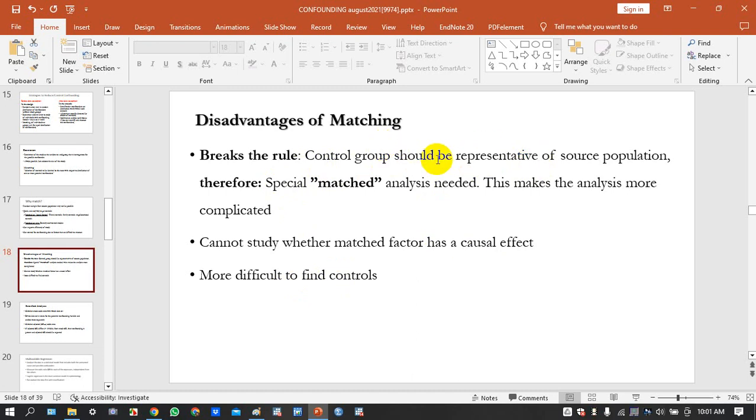The control group should be representative of the source population. So if your cases are nurses and you bring controls as hairdressers, hairdressers and nurses have nothing in common, so you end up biasing your results. So make sure that you pick controls that are related to the cases. You cannot study whether the match factor has a causal effect, and it is more difficult to find controls.